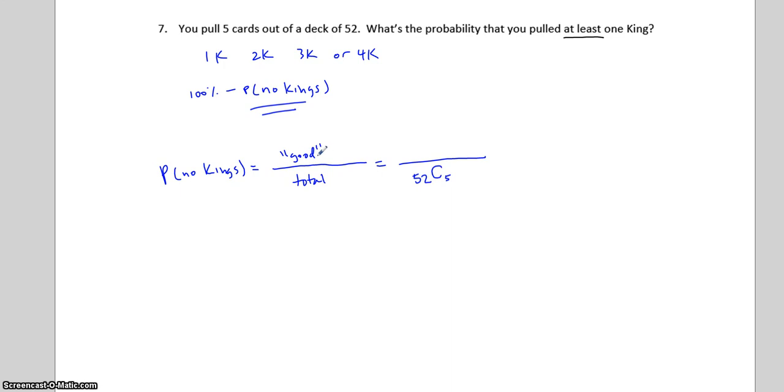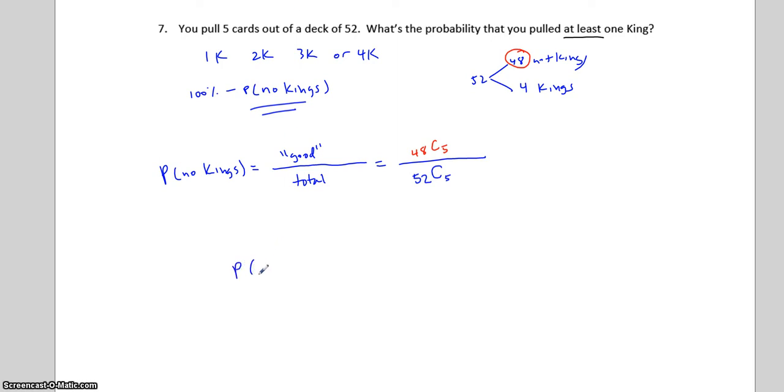And then in terms of no kings, the 52 cards split into 48 that are not kings, and 4 of them that are kings. So if we're thinking about no kings, we need to take 5 cards from these 48. And so that's what's going to be on the numerator here, 48 C5. So still 5 cards, but we're drawing them from the group of 48. And now we're in business.